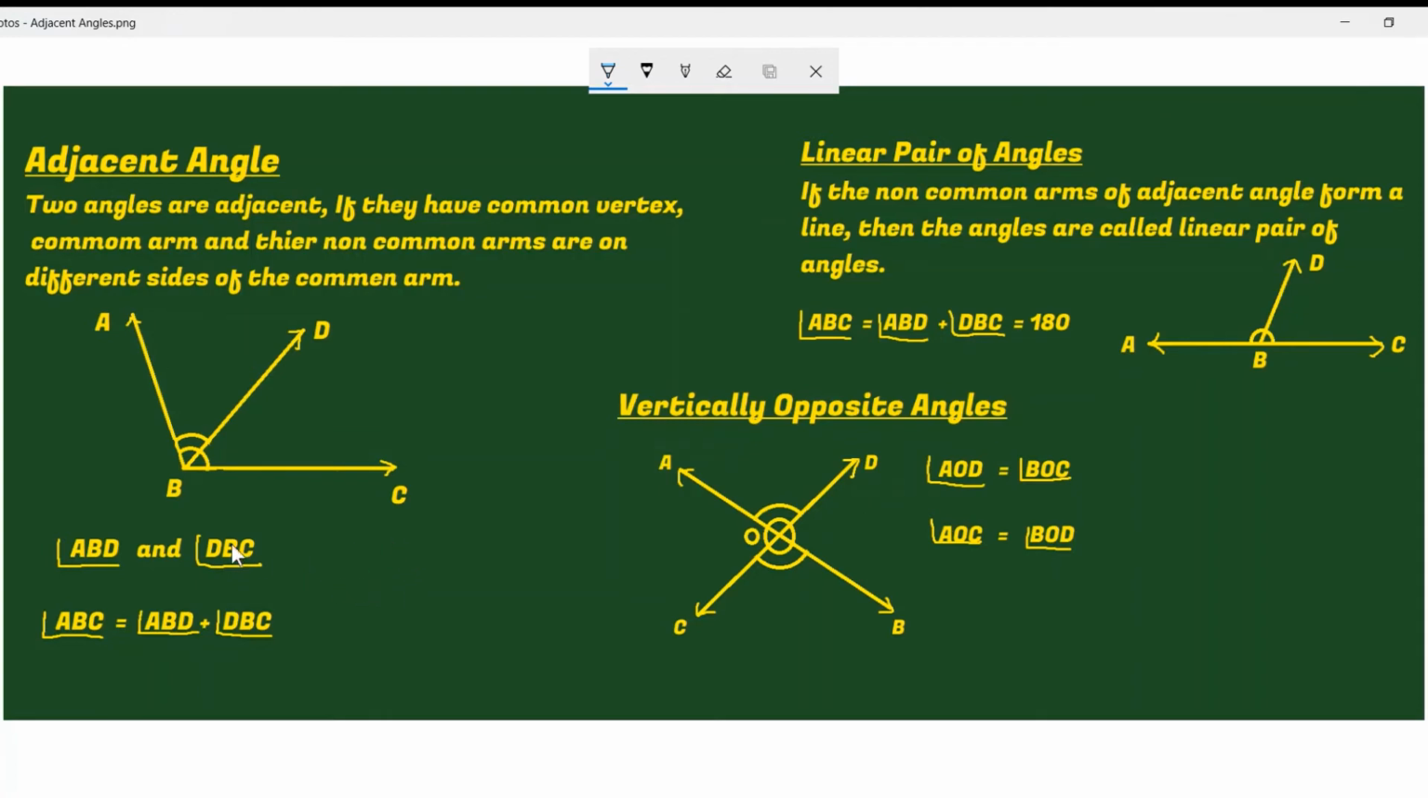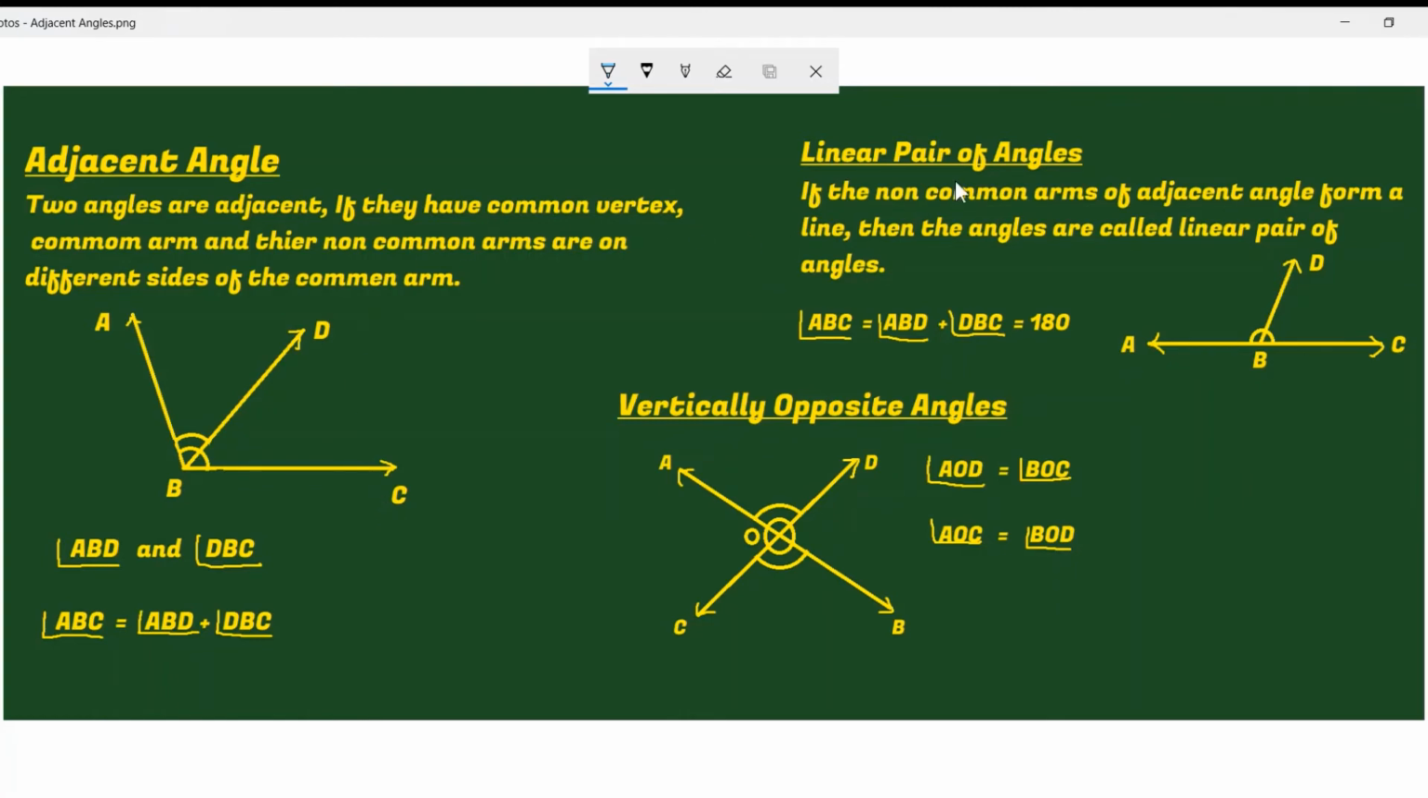And then the angle formed by the two non-common arms is equivalent to the sum of the two adjacent angles. Let's check. Here the angle formed by the two non-common arms is ABC. Angle ABC is equivalent to the sum of the two adjacent angles, which is angle ABD plus angle DBC.